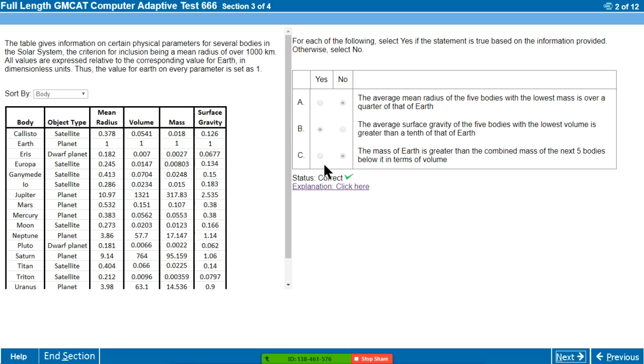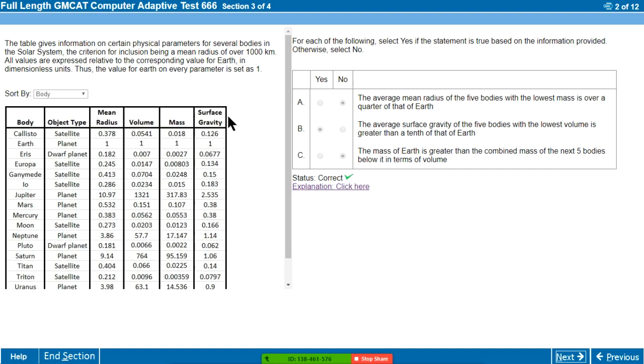Let's start here with this IR problem. And this is a table problem. You can see that you are given this table about information of the bodies in the solar system. So these are the different bodies, and we are given the mean radius, volume, mass, and surface gravity.